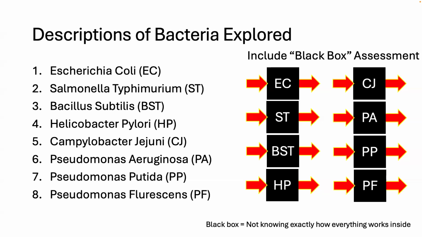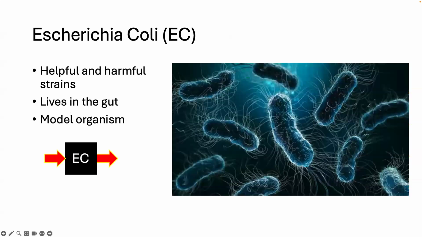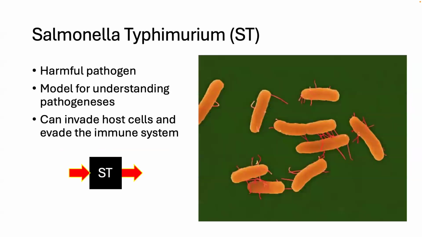I already introduced this idea of a black box assessment. We're not going to know how everything works inside, but by taking a top-down, object-oriented perspective, we can start to explore and hopefully uncover more details about how they work. So the first one, E. coli, has helpful and harmful strains. We want the good strains to live in our gut, and it's used quite extensively for a lot of different forms of experimentation.